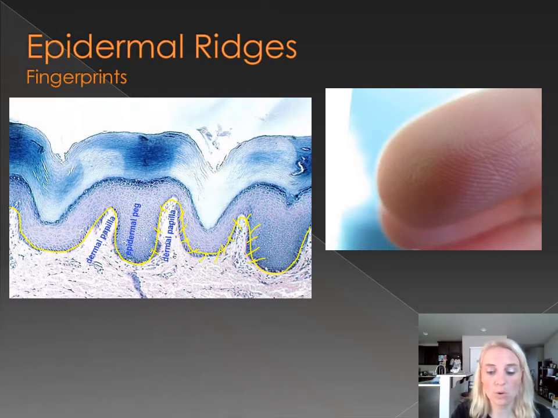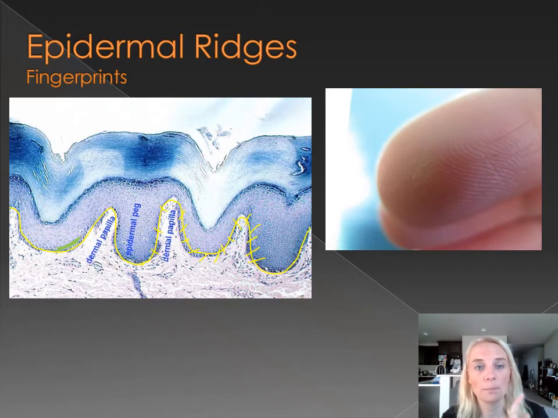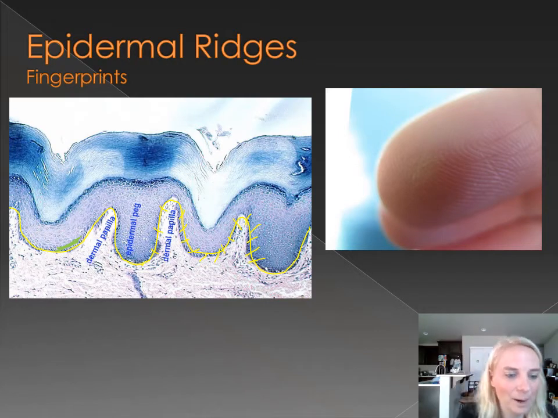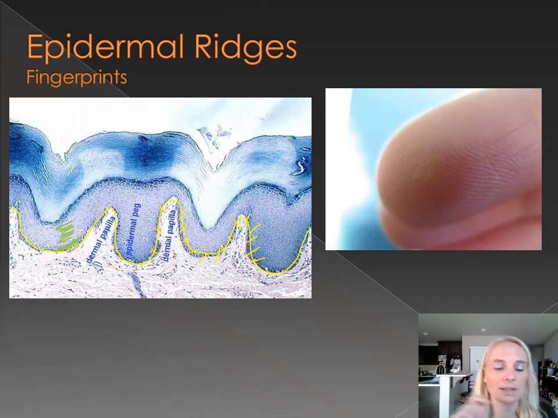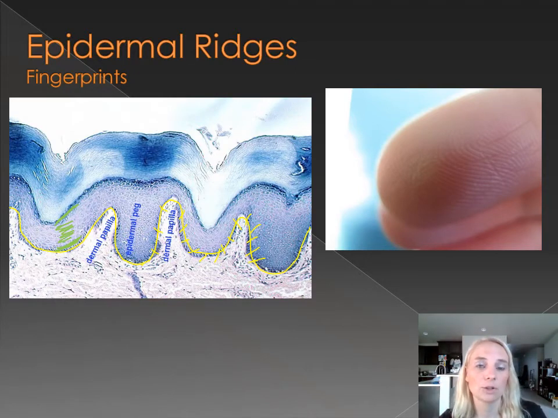Now, just a quick little review. Can we identify the layers of epidermis that we just covered? So this is going to be, I'll do it in green, our stratum basale, right? And then we have this section right here. That's going to be our stratum spinosum. And then we have this dark staining band right here. That's going to be our stratum granulosum.